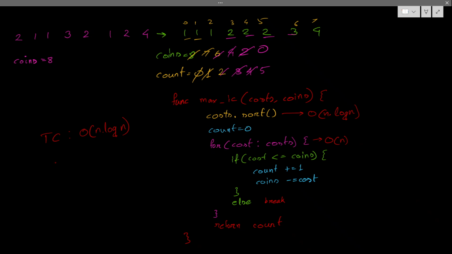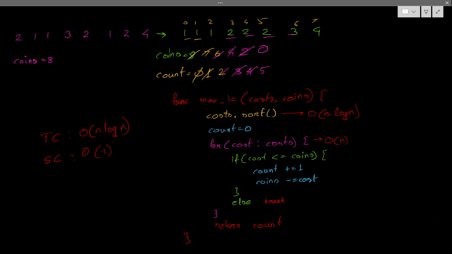Okay, fine. Space complexity. Whenever we do sorting, it takes some extra space. Big O of n space is taken by any kind of sorting. So if I ignore that space, then what is the space complexity? Apart from the space I need for sorting, I don't need any extra space. So in that case, space complexity is big O of 1.